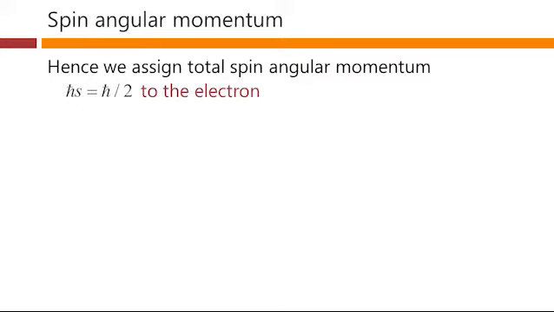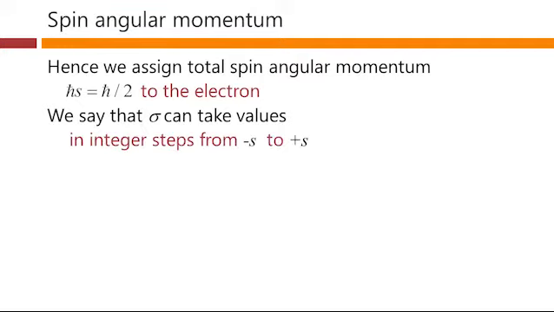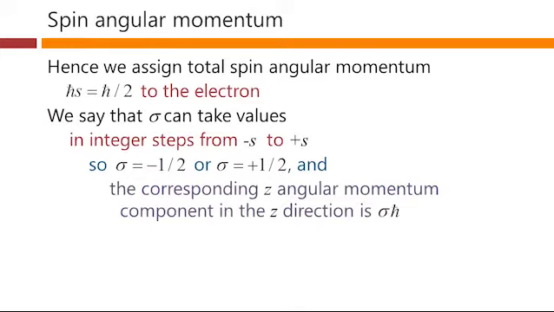Hence, we assign total spin angular momentum of h bar s equal to h bar over 2 to the electron. We say that sigma, which is the analog, you remember, of m, can take values in integer steps from minus s to plus s, just like m could take values in integer steps from minus L to plus L. And so sigma, therefore, is minus a half or plus a half. And the corresponding z angular momentum component, that is in the z direction, is sigma h bar.